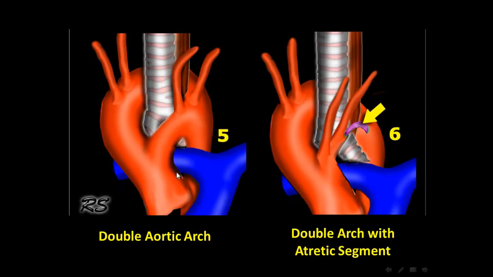This is an illustration of double aortic arch. On the left side there is one arch, on the right side there is one arch. One of them is large and the other one is slightly hypoplastic. They completely encircle the trachea and esophagus, causing compression and becoming symptomatic in this case.